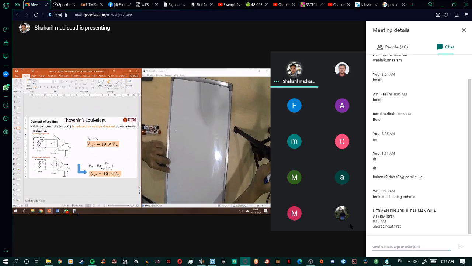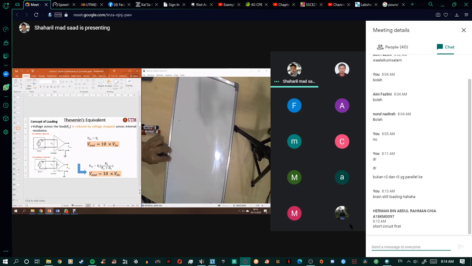I try to adjust my camera. Okay, wait, guys, I try to adjust my camera.